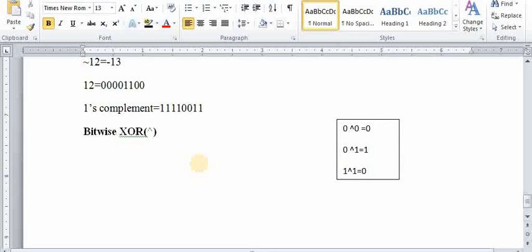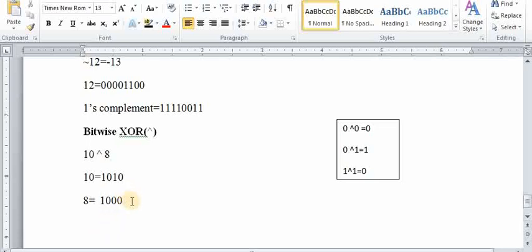Let's take an example: 10 XOR 8. What will be the result? Let's guess it. What will be the binary representation of 10? It will be 8 plus 2, which is 10, so it will be 1 0 1 0. And how can we represent 8 as a binary number? It will be 1 0 0 0. So this is the representation of 8 in binary.